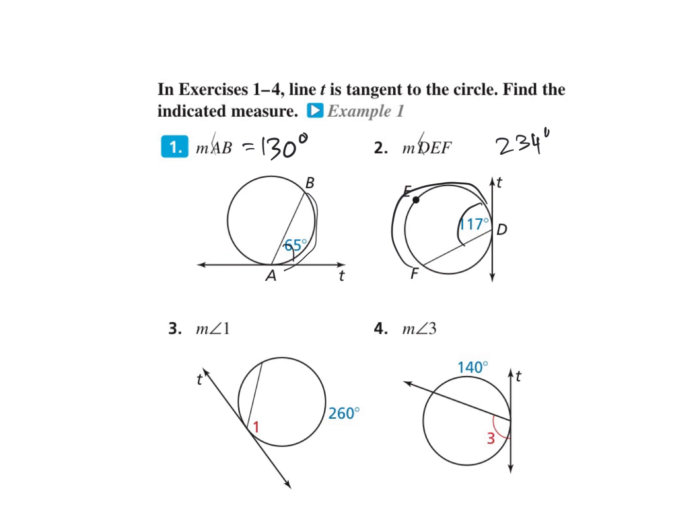Now, angle 1, this is on the circle. It's half of the arc. The arc is 260, so this is 130. And angle 3, well, this angle next to it has to be 70, and this is a straight line, so angle 3 must be 110 degrees. So if you think about it, this arc, all the way to here, with 140 degrees, that has to equal 360. So that means this is 210 degrees. I'm sorry, 220 degrees. So half of that would be angle 3, which is 110.